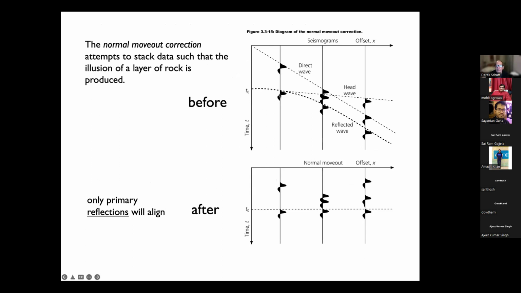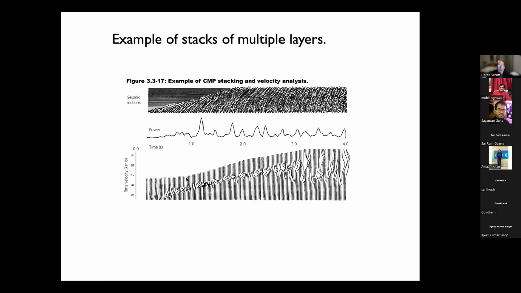So what we do is we correct things along a hyperbola, and then we get a straight line for reflections, and for head waves and direct waves, these do not align well. So what we pay attention to are the relatively straight lines. So here's an example of stacks of multiple layers. So these are seismic sections. Here, the distance is 0 here, and X increases as we go upwards, and T increases to the right. And we can stack each layer, and we find this sort of velocity structure.